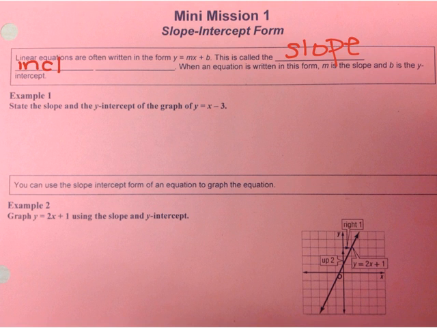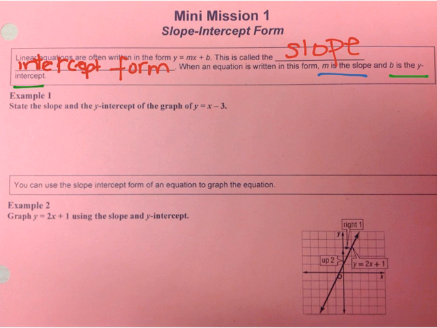Slope-intercept form. Alright, so when we have an equation, it's going to be written in this form. M, as we talked about before, is going to be the slope, and the variable b is going to be the y-intercept. So let's look at this in practice.